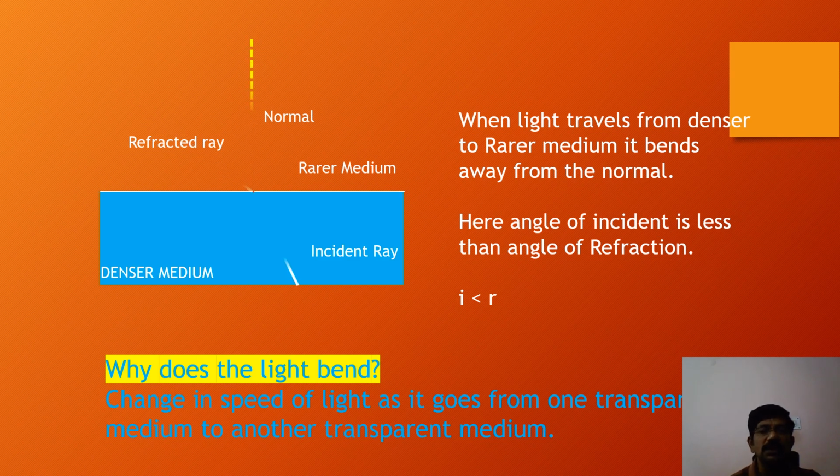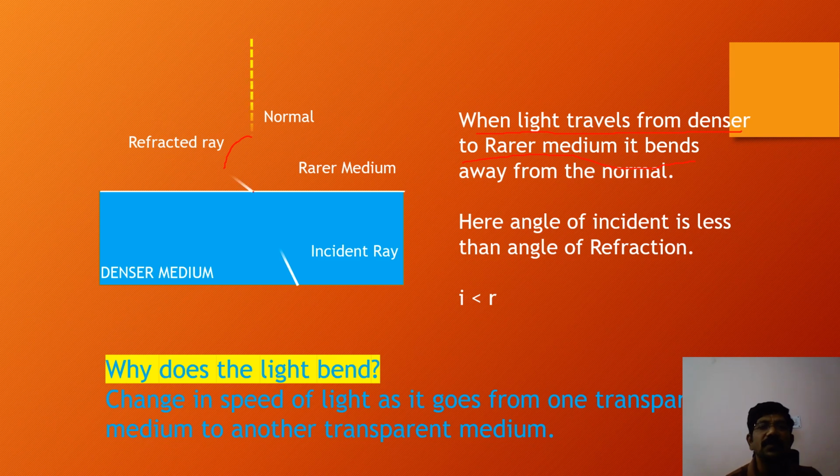So here in this case, the light ray is traveling from denser to rarer. When light ray travels from denser to rarer medium, it bends away from the normal. Observe this. It is bending away from the normal.